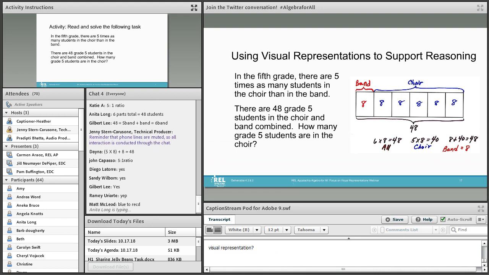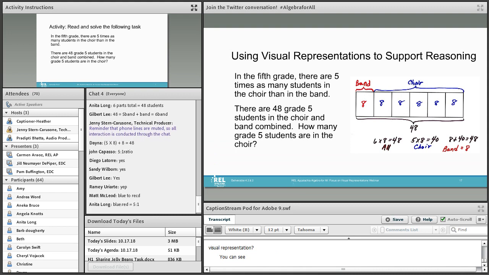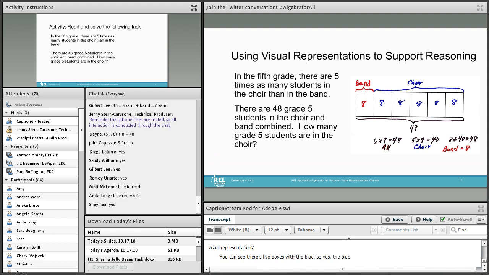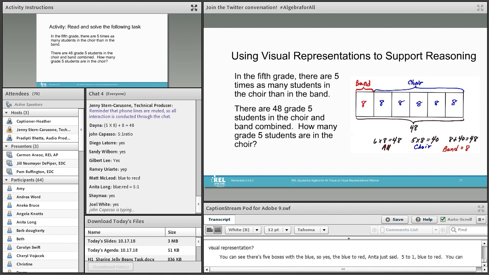You can see there's 5 boxes with the blue. So yes, the blue to red. Oh, Anita just said like 5 red, 5-to-1, right? You can see the blue to the red. And you can see with the brackets where that 48 is listed as well. So this is one way to show this relationship.